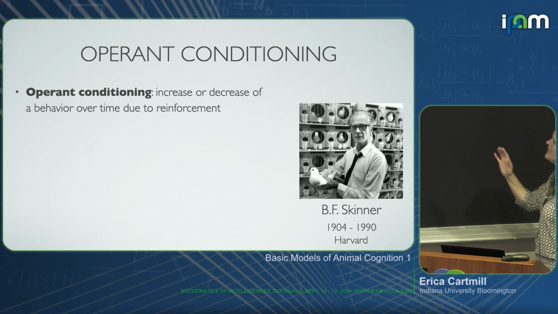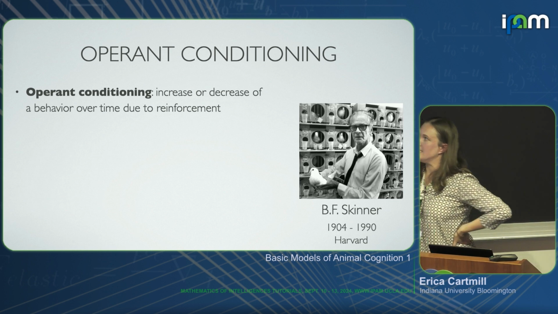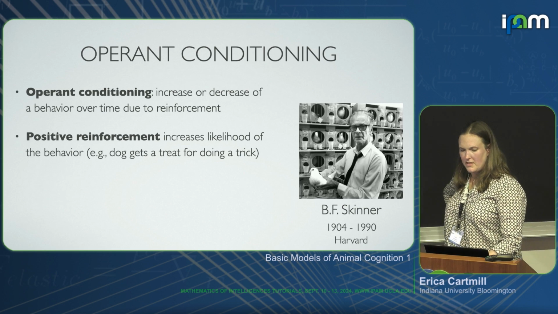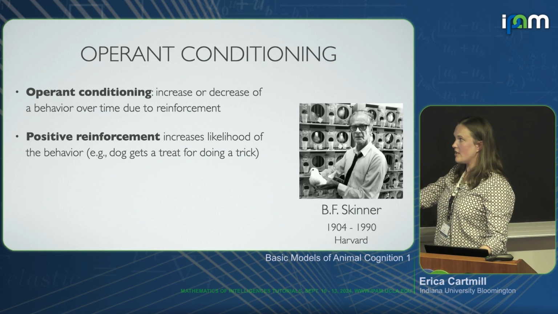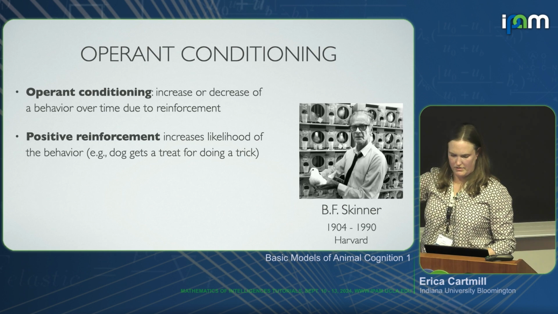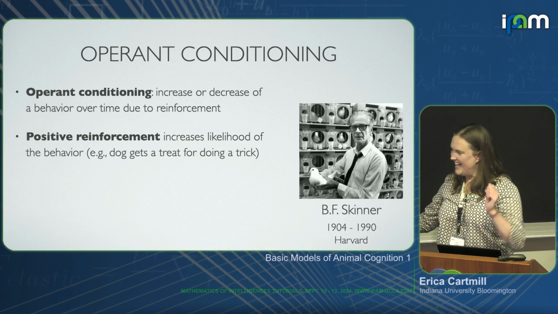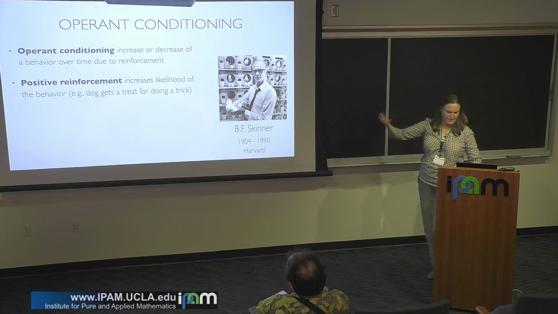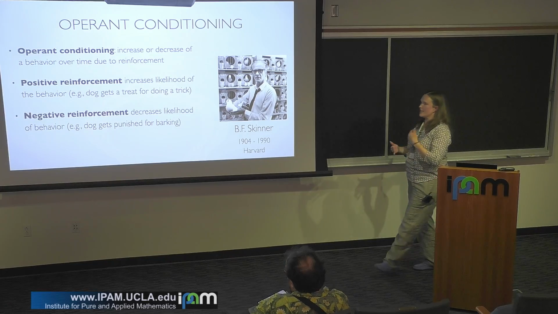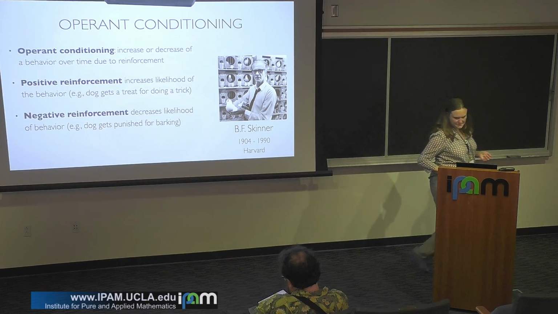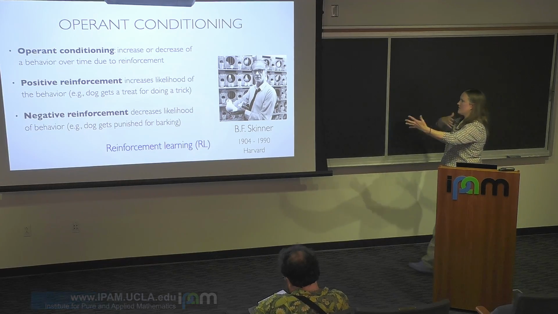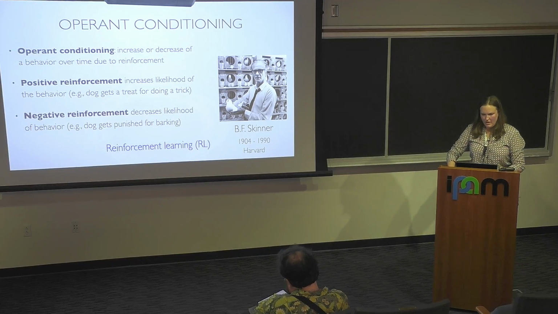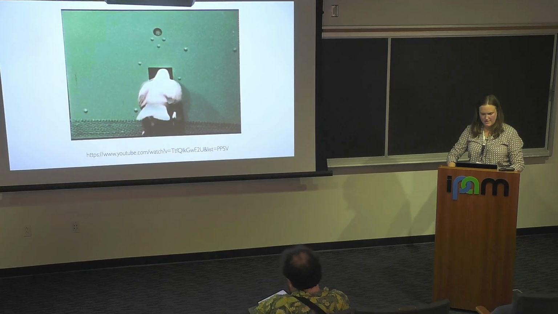So operant conditioning is simply the process of causing an increase or a decrease in a behavior over time due to reinforcement. And as I had mentioned, reinforcement can be either positive, increasing the likelihood of the behavior, so giving a dog a treat if they do a trick. And it can also be negative reinforcement, which would decrease the likelihood of a behavior. And of course, this fundamental positive and negative reinforcement forms the basis for reinforcement learning, which we just heard about. I have a little quote from Skinner, but I think we can skip past that for the sake of time.